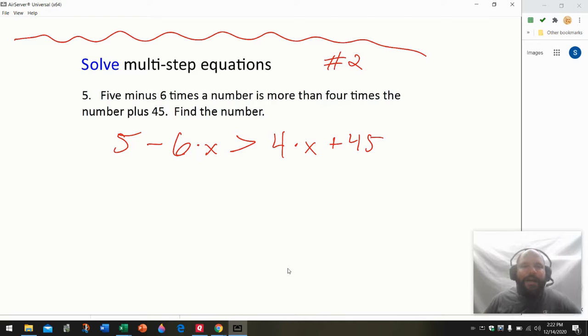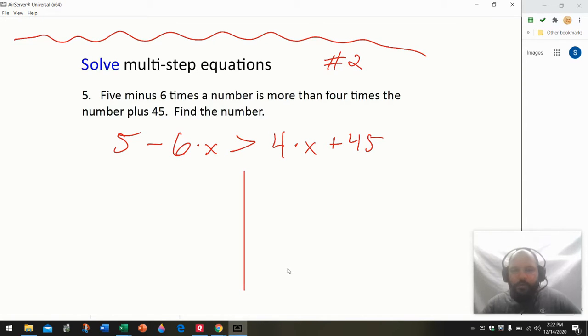So let's try this again. 5 minus 6 times a number. That's this part. 5 minus 6 times a number. Then it says is more than. Is more than is a greater than sign. And then the second part says 4 times the number, plus 45. So there is our inequality. Now we need to solve it.